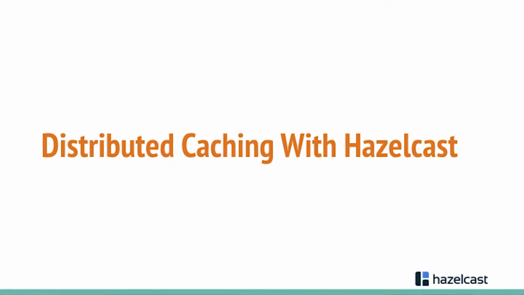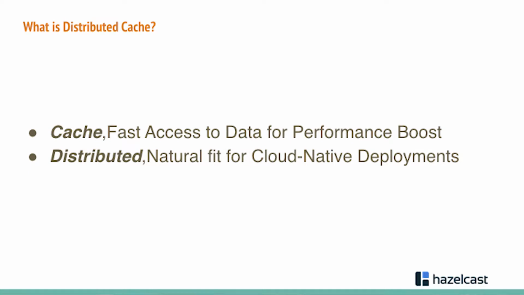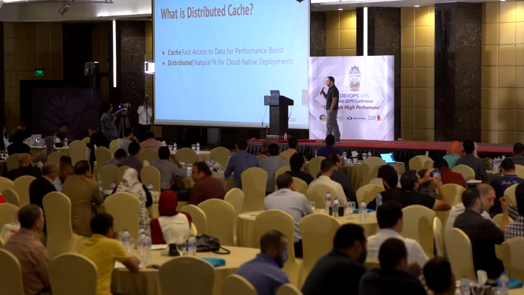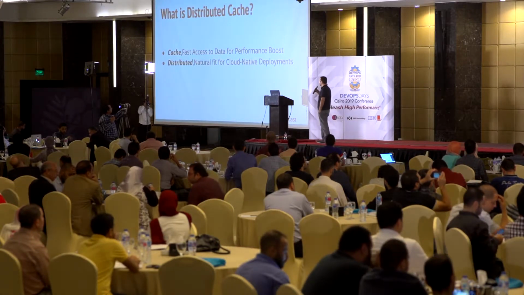So, distributed caching with Hazelcast. First we need to check what a distributed cache actually is. Cache means you need fast access to your data. Normally you have a system of record, your database, and reading from the persistent layer or disk is slow. So you might need some kind of redundancy: just copy the data somewhere for fast access. And caching is one of the main options for that.